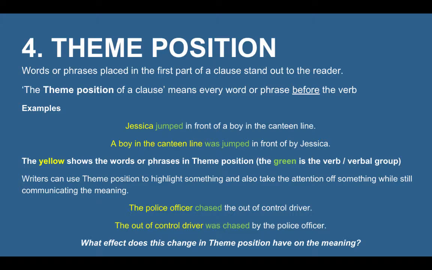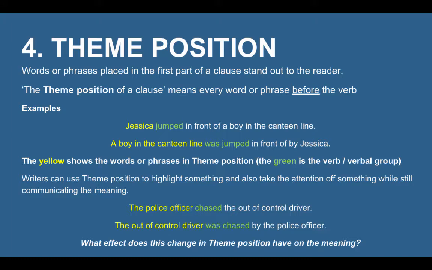Now, when it comes to things like academic writing, we usually actually use the passive voice, which means that the second sentence, a boy in the canteen line was jumped in front of by Jessica, is more common in academic writing than it would be in spoken texts like dialogues or simple narratives and stories.